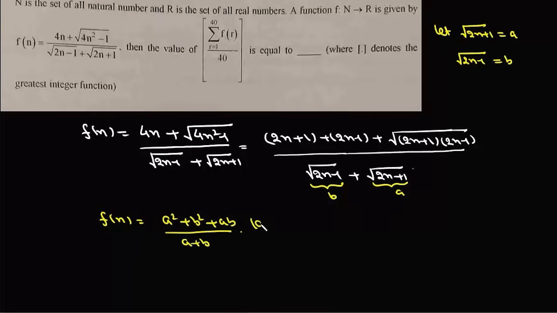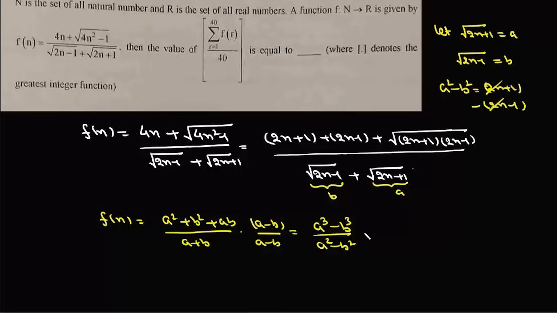What we'll do is, we'll multiply and divide it by A minus B. Now this is A minus B into A square plus B square plus AB, so it will be A cube minus B cube, and here it is A square minus B square. Now if we look at A square minus B square, it will be 2n plus 1 minus 2n minus 1. This 2n and 2n will cancel, so in the denominator we'll have 2. So it will be simply A cube minus B cube by 2.